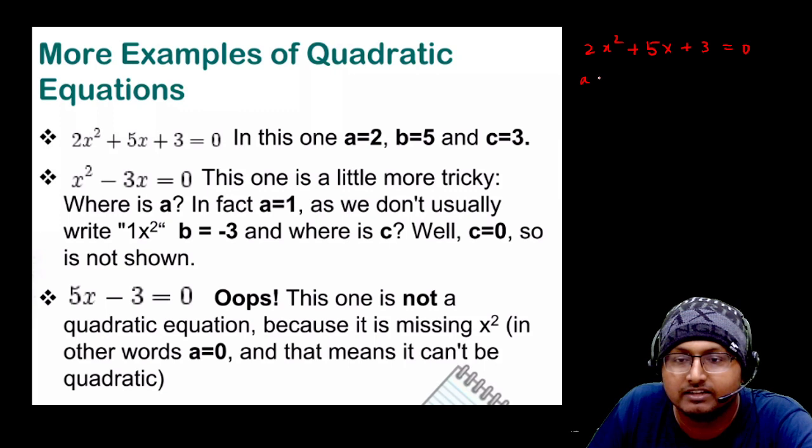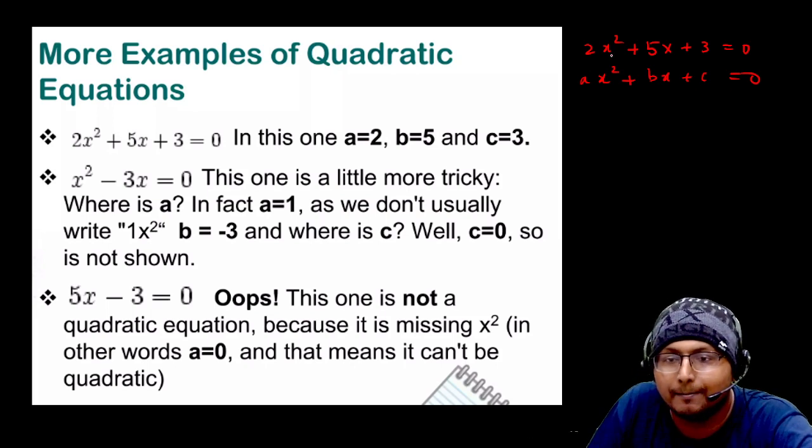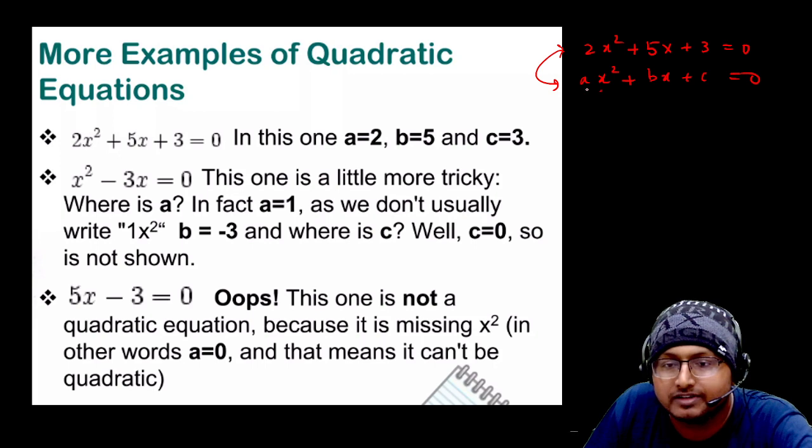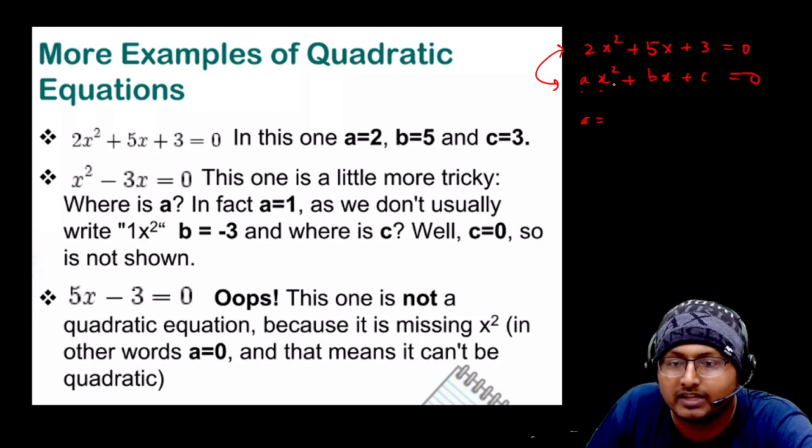What is this equation in general form? Ax square plus bx plus c equal to 0. Can you compare these two equations? Means, what is the coefficient of x square here? A. So the coefficient of x square in this equation is a. What is the coefficient of x square in this equation?